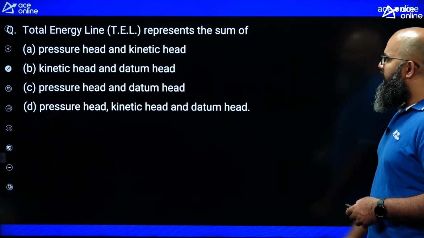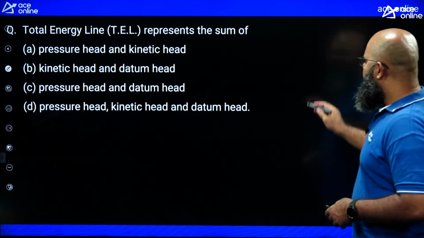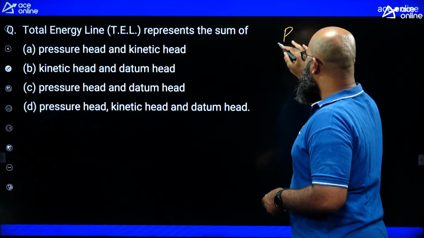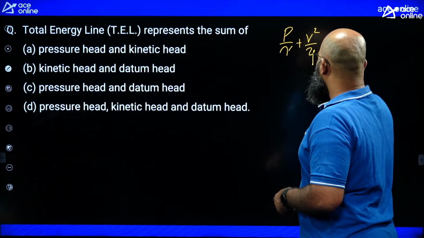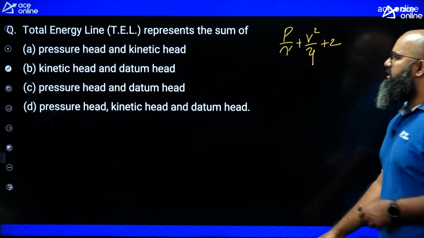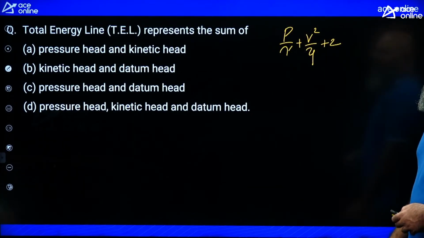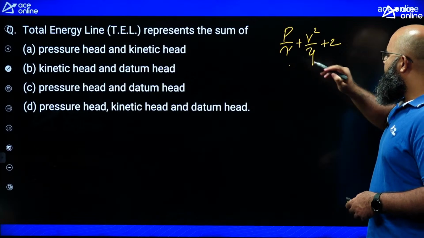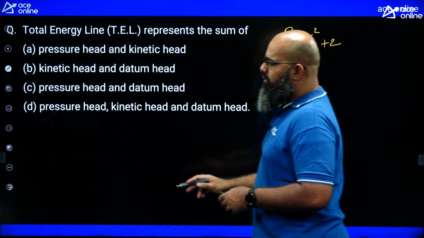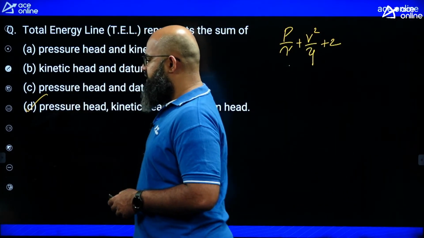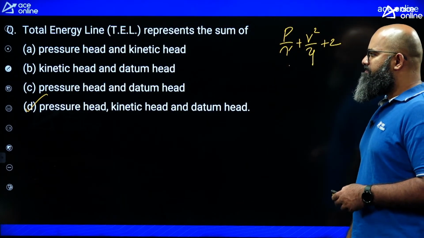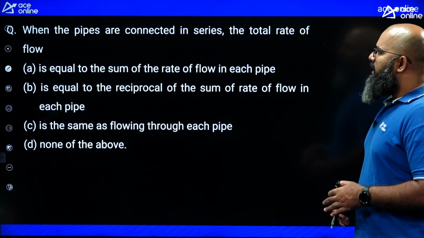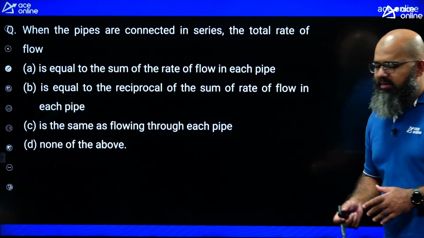Next thing, energy gradient line represents, energy gradient line is basically P by gamma plus V square by 2g plus Z, total head basically. All these things are coming. So, it is equal to pressure head plus velocity head plus datum head. Therefore, it is going to be option D, which is pressure head, velocity head plus datum head, all of them combined.